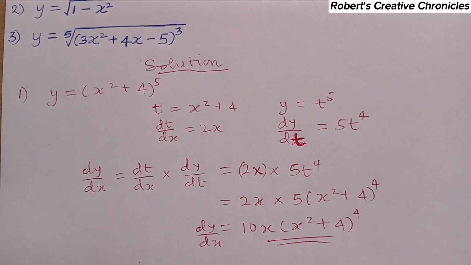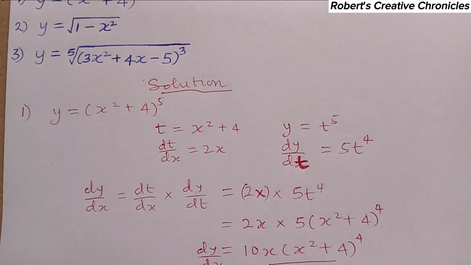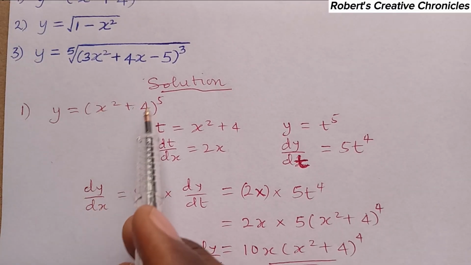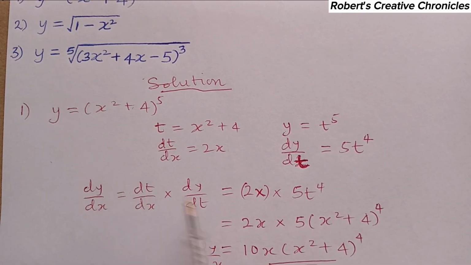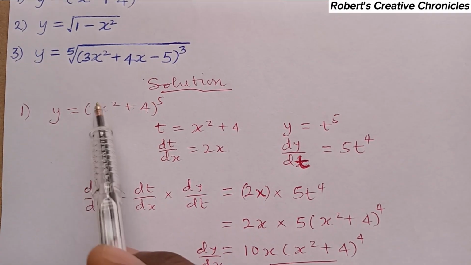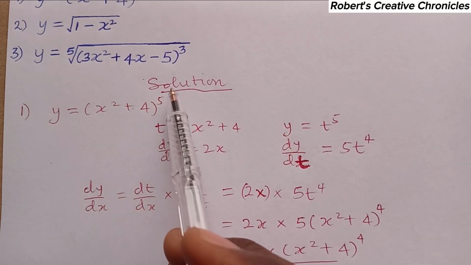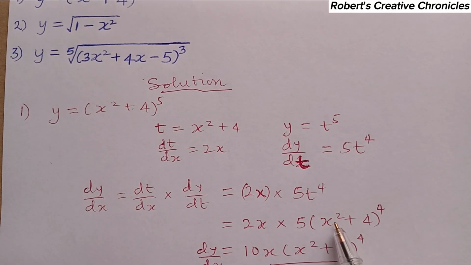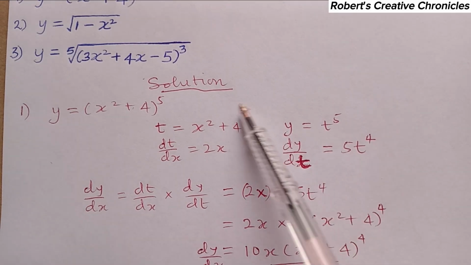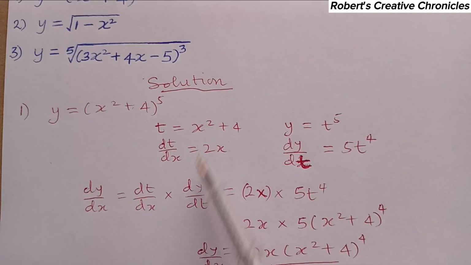Now, let's use that other faster method. You differentiate this internal one, the core. x squared plus 4 is 2x. You see, 2x. Then you differentiate the outside function. It becomes 5 times (x squared plus 4) raised to the power of 4. Then you multiply them. So you see that it's the same. This one is just the broader, longer, more extensive method.